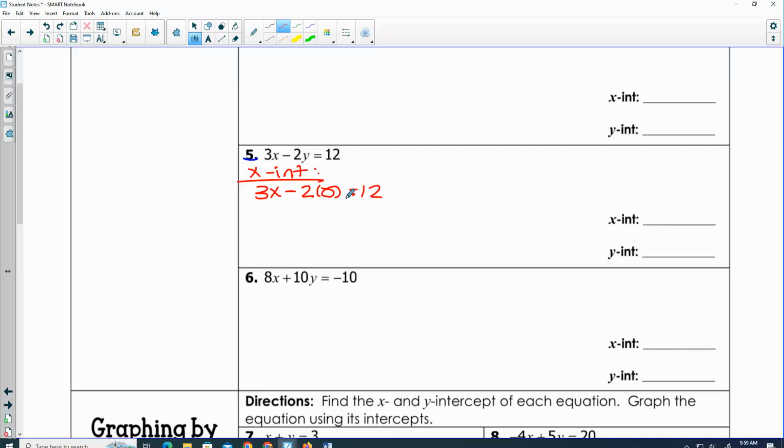2 times 0 is 0, so we just get 3x equals 12. Oh, wait, I did the wrong one. Divide by 3. 12 divided by 3 is 4. So ordered pair, x is 4, y is 0.